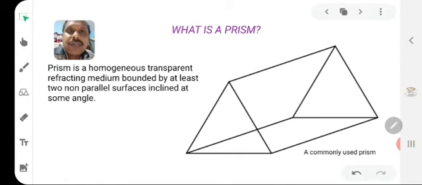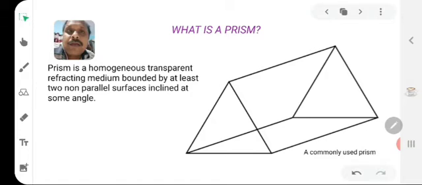But let me tell you one thing, that when we use this word prism, it doesn't necessarily refer to a glass prism. Prism might be any transparent refracting medium. Now, the condition is that it is bounded by two non-parallel surfaces inclined at some angle. So when you will be studying in detail about prisms, you would be knowing that in nature too we observe and come across many prisms.